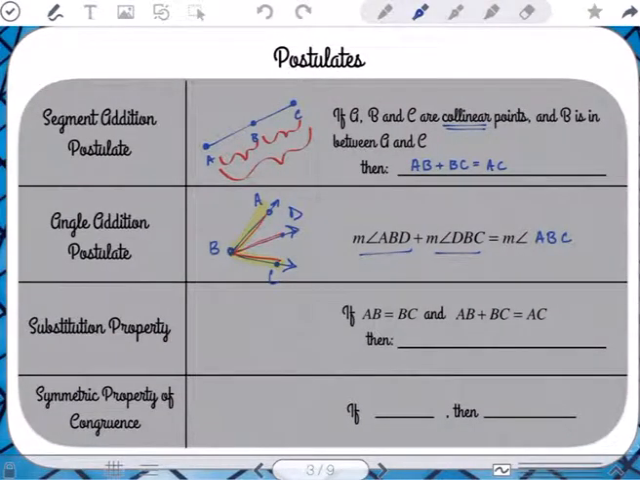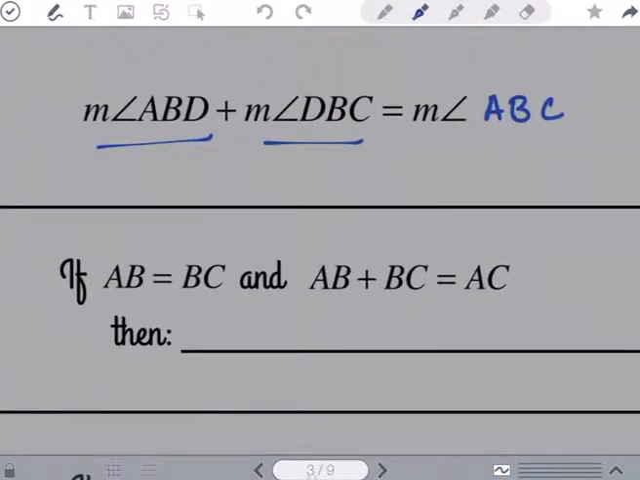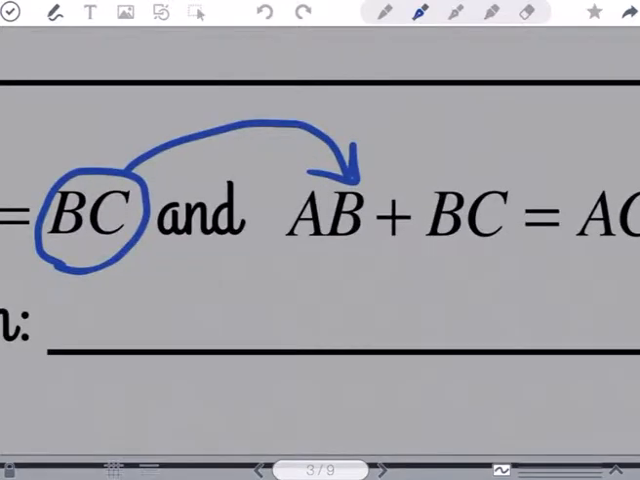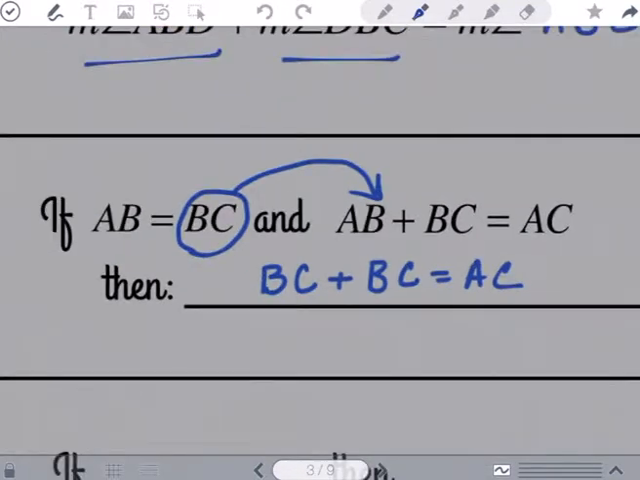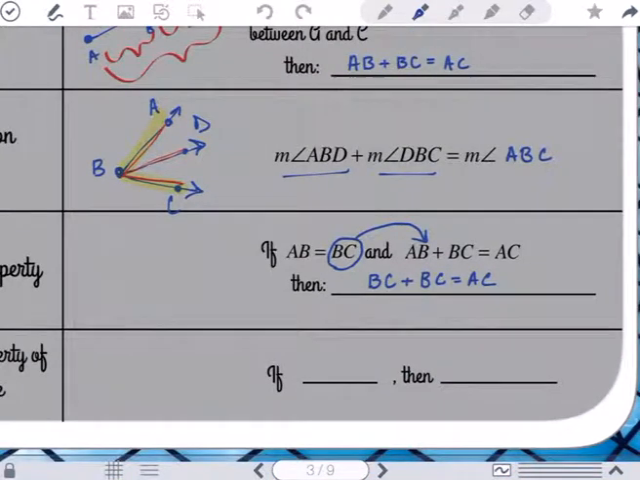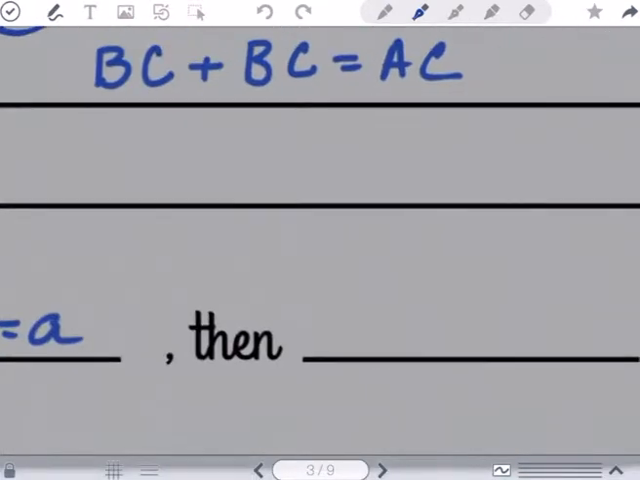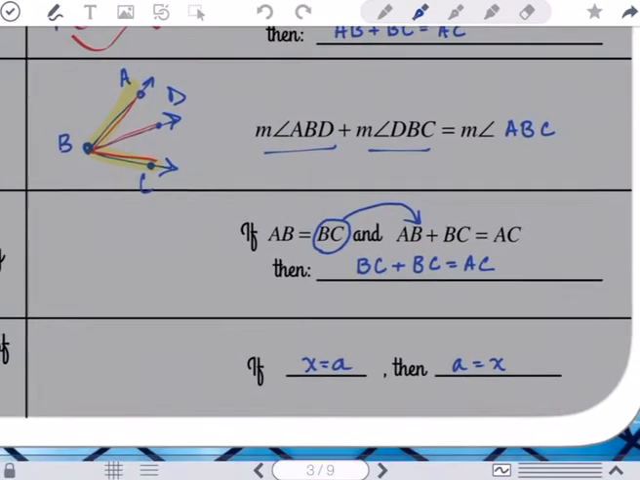All right. Now, substitution and symmetric, I had explained that earlier, that these are two that we're going to be looking at. Just to review what those are. If AB equals BC and AB plus BC equals AC, then what we're going to do is, instead of AB, I'm going to put BC. So it's going to be BC plus BC equals AC. Okay, and then I could easily solve from there. That's what substitution is talking about. Symmetric property, that's just to review. If x equals a, then a equals x. So it doesn't matter which order you put those in. They're going to be the same no matter what.